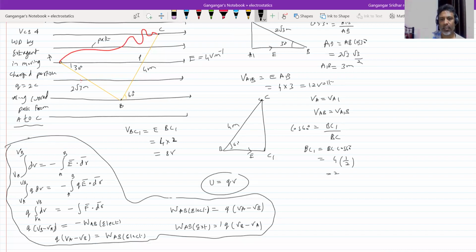Let's modify the formula. So what shall I write? Work done by external agent in moving the charged particle from A to C should be equal to Q into potential difference VA minus VC. So I'll come back to the problem. Work done in moving a charged particle by an external agent should be equal to, what shall I write? VC minus VA.